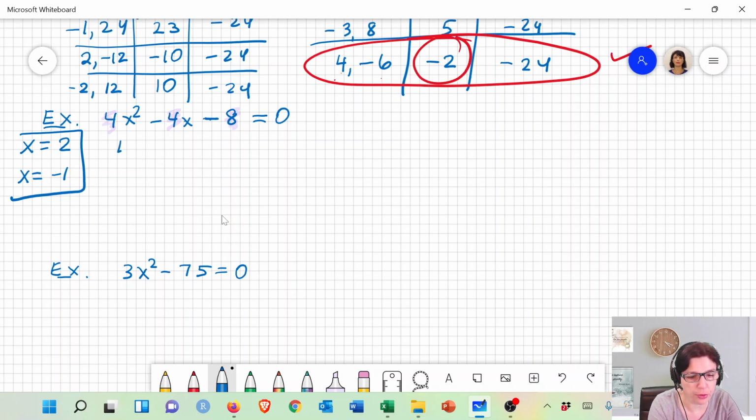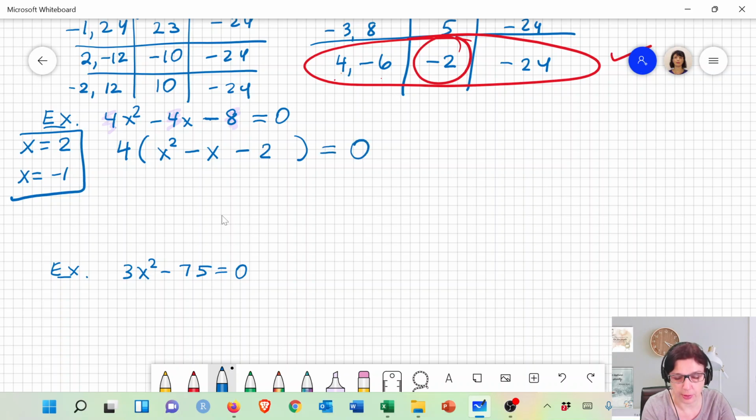If I factor 4 out, I have to figure out what's left. If I take out the 4 from 4x squared, what's left is x squared. If I take out the 4 from 4x, what's left is x. If I take out the 4 from 8, remember when you take it out, you divide, you do not subtract. So 8 divided by 4 is 2. Then that whole thing is equal to 0.